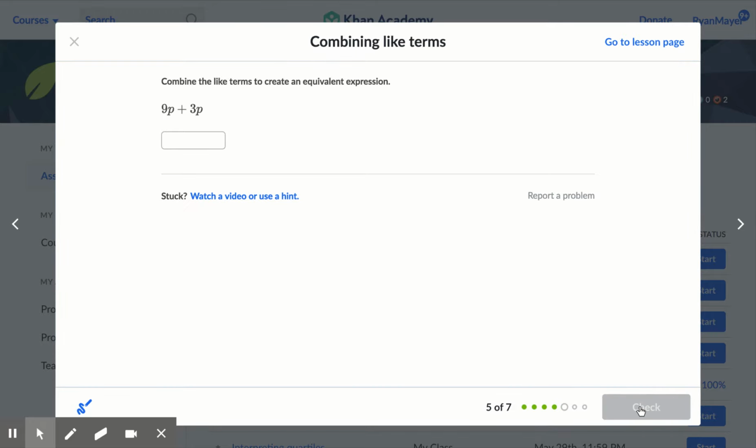All right, one more here. 9p plus 3p. You should recognize right away, hey, I have the same exact variable right next to each other. That means I can combine these. If it was 9p plus 3r, you cannot combine them. You just have to leave them like that. But because they're both the same variable, I can combine these. Follow the order of operations. Do 9 plus 3, 12p. And that's all you have to do.